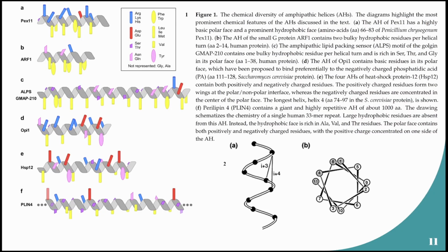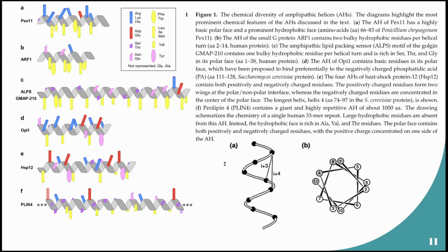Before the importance, we can take a look at what they look like basically in these cases. So here are some examples: PEX11, ARF1, OPI1, HSP12, PLIN4, etc.